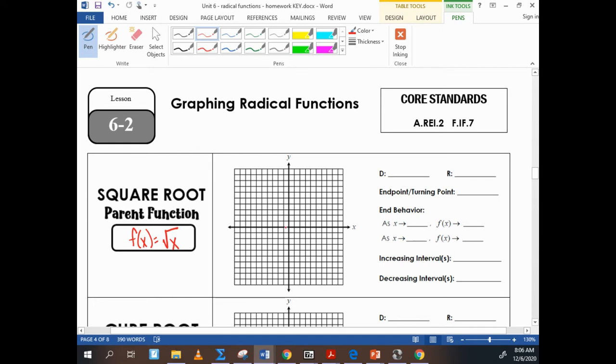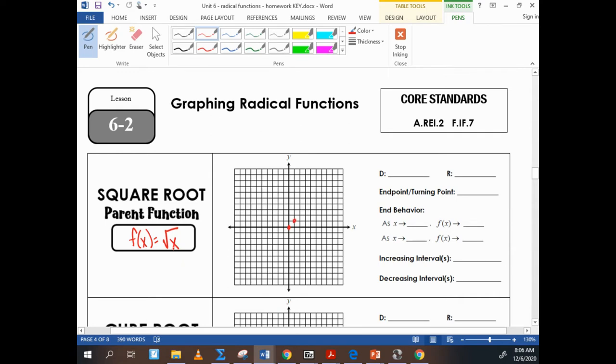So to graph it, let's just grab a few points on here. I'm going to choose 0. 0 is my favorite number, but the square root of 0 is 0. So that's going to graph when I go over 0, I go up 0. When you plug in a 1 for x, the square root of 1 is 1. So when x is 1, f of x or y is 1. That's going to erase. Let's do that again.